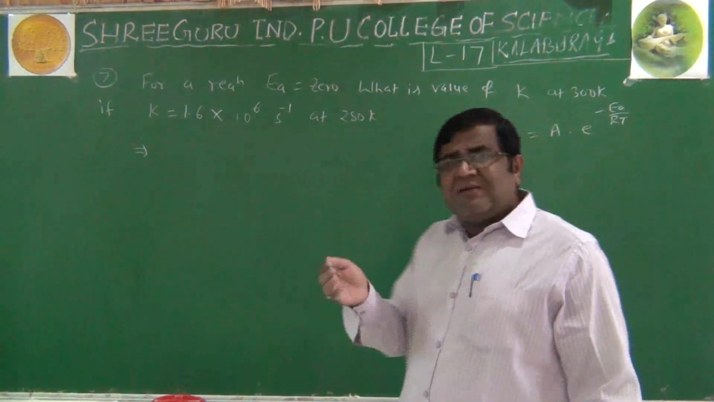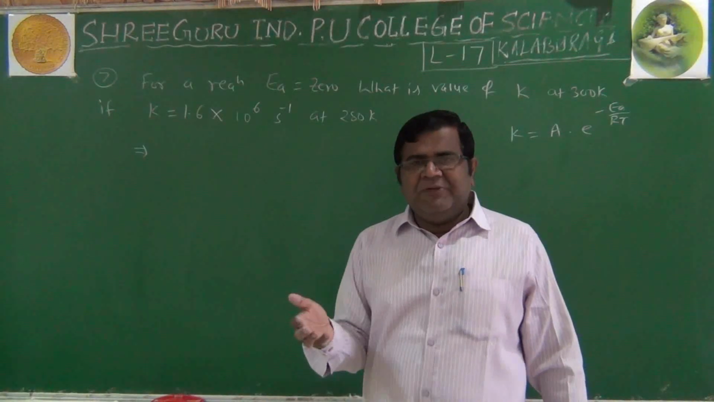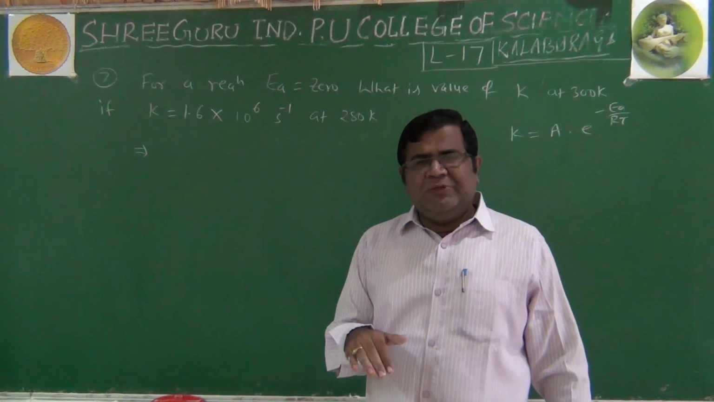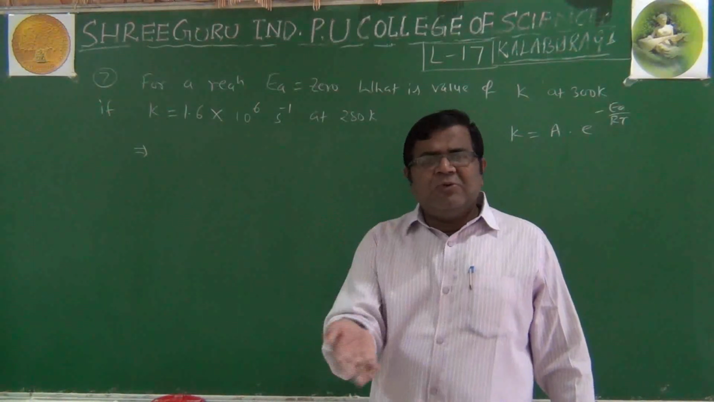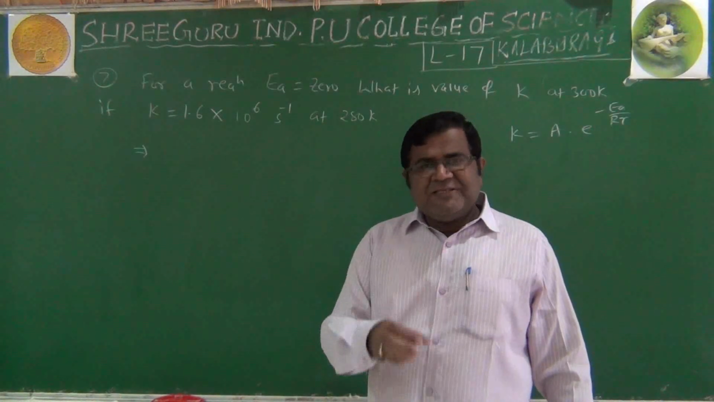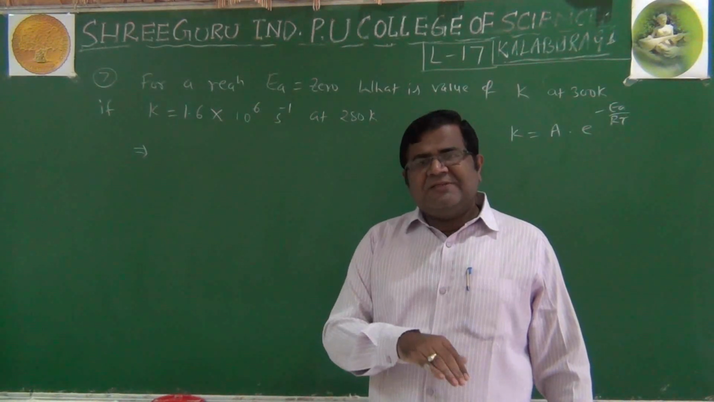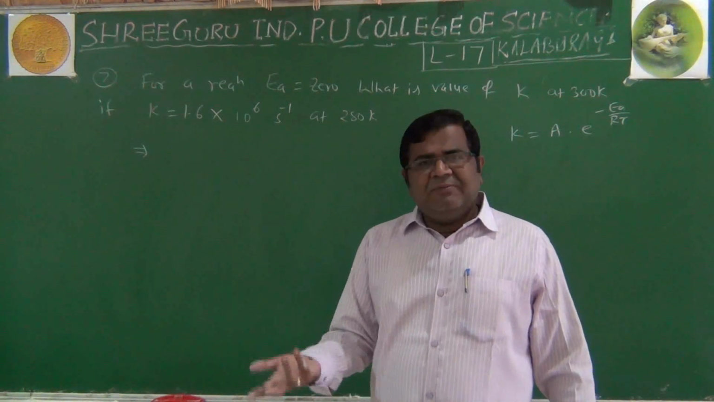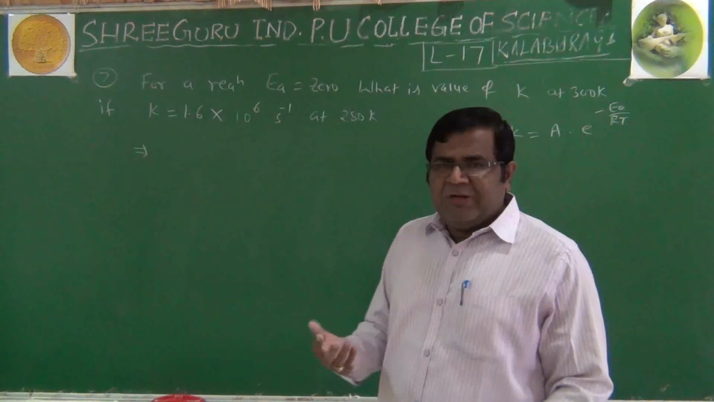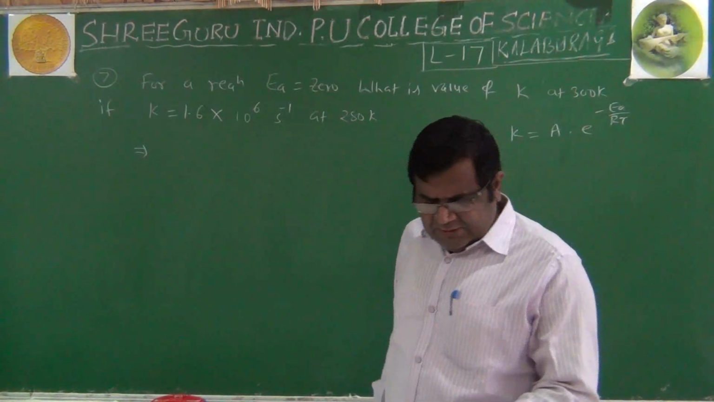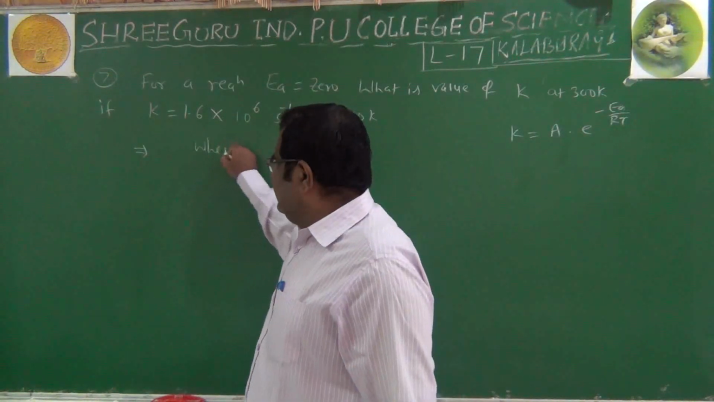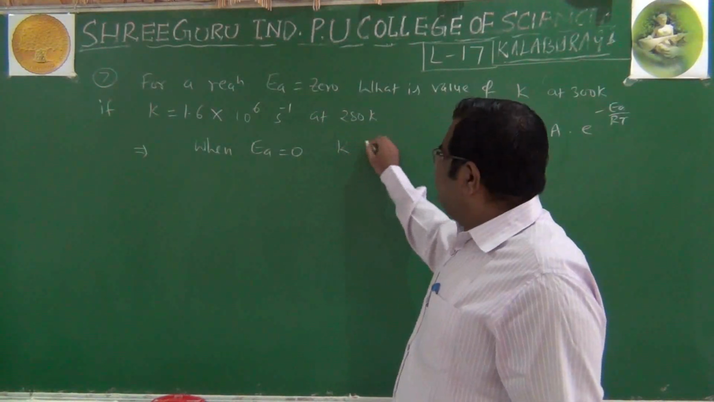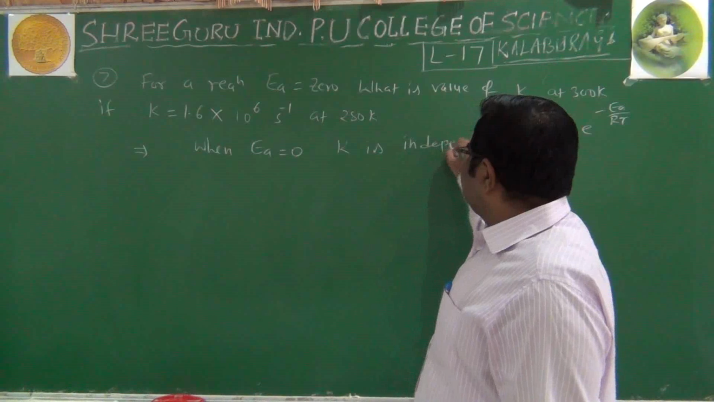Activation energy 0 means passing mark is 0. If we compare with that, passing mark is 0 means those students who are present in a particular classroom, all are eligible to go to the higher class. The strength will be the same in the previous standard and the next standard, because passing marks are 0, they all are promoted like that. So we can say that when activation energy is 0, K is independent of temperature.